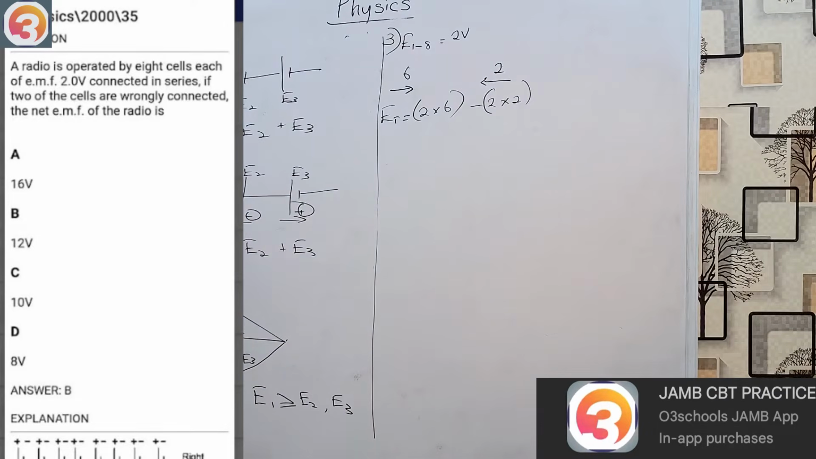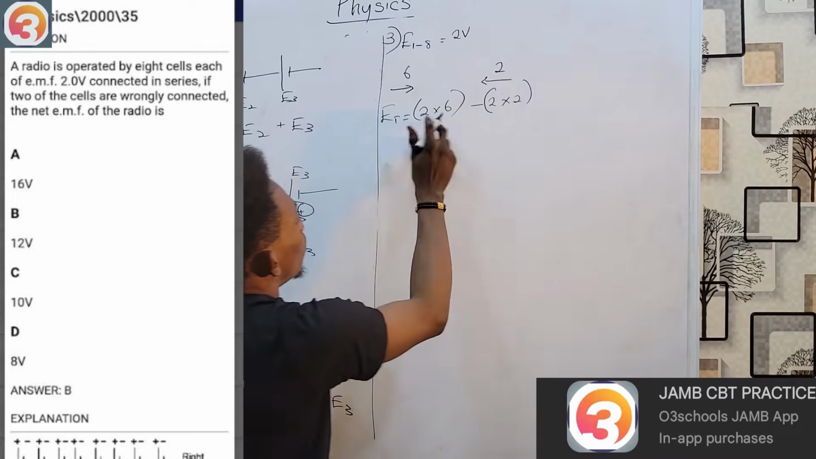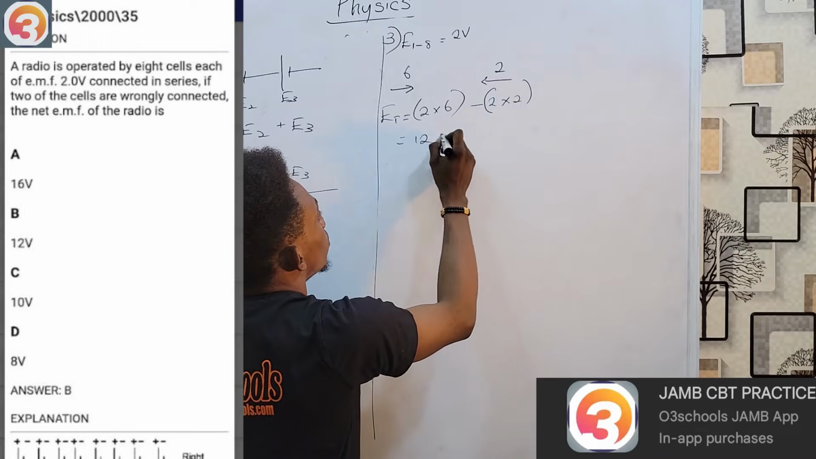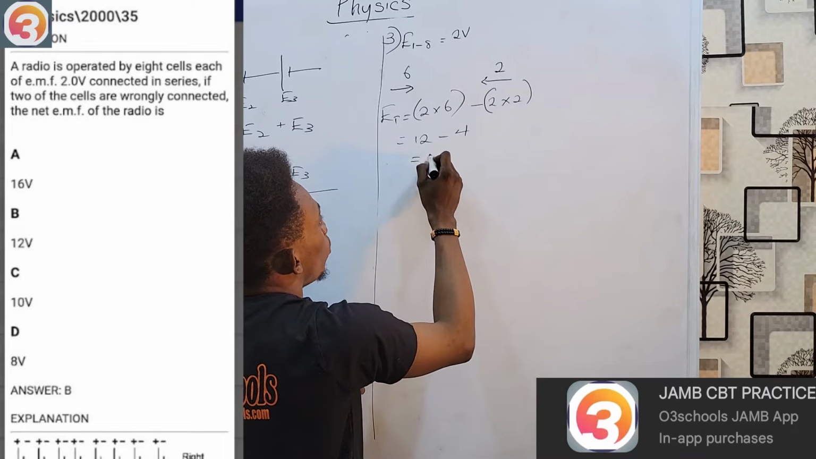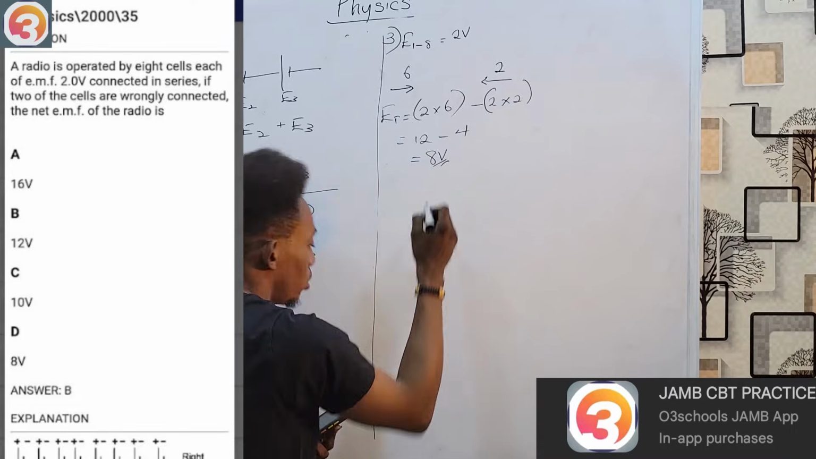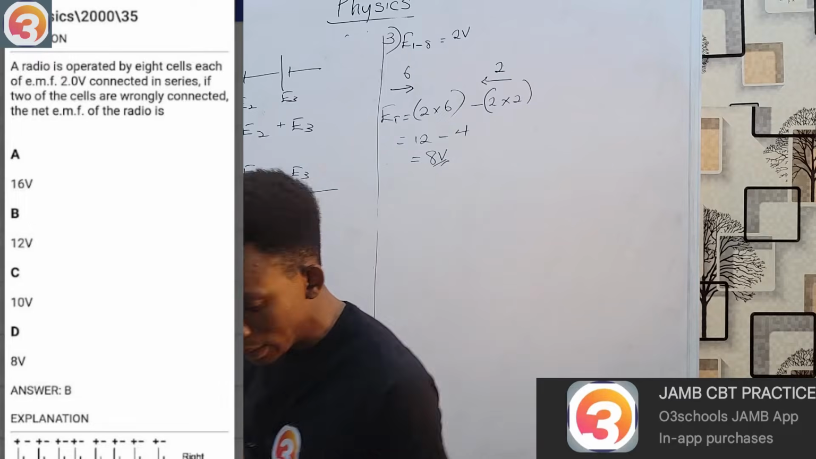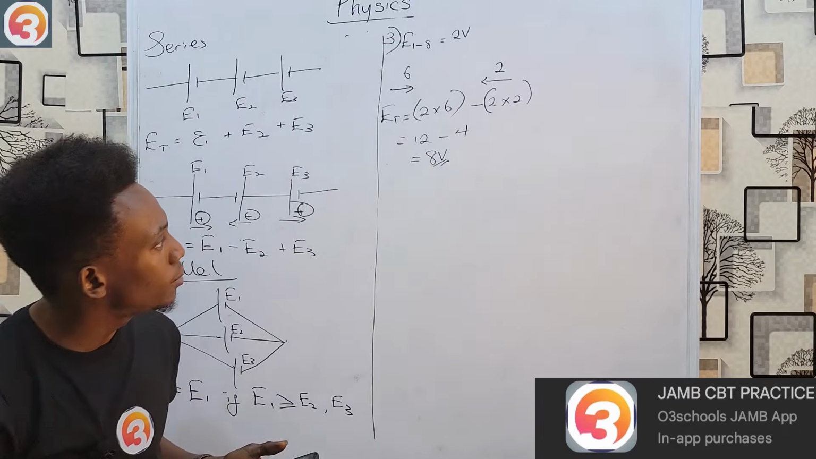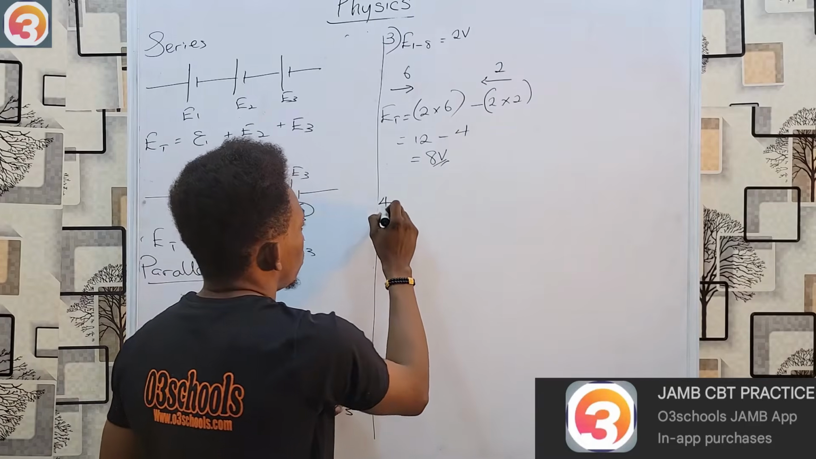Instead of adding it one by one, which you could also do, this is much faster. 2 times 6 is 12. 2 times 2 is 4. And 12 minus 4 gives you 8 volts. And so that will be our answer, option D. You see, it's that simple. And then moving on.